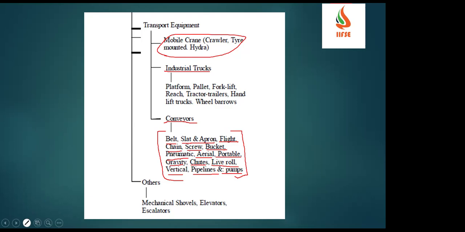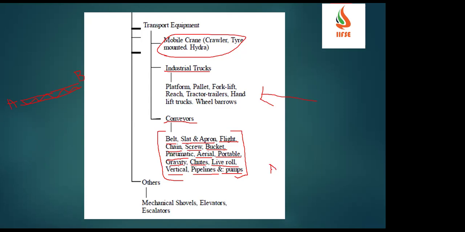Conveyors will be used wherever there is a fixed path. For example, there is a point A and a point B. I know this path is not going to be changed at all. So there I use conveyors so that my material will go on a conveyor. Wherever there is no fixed path, there I use these industrial trucks.